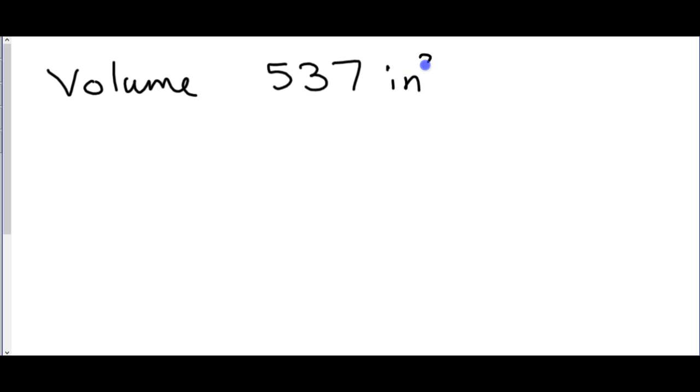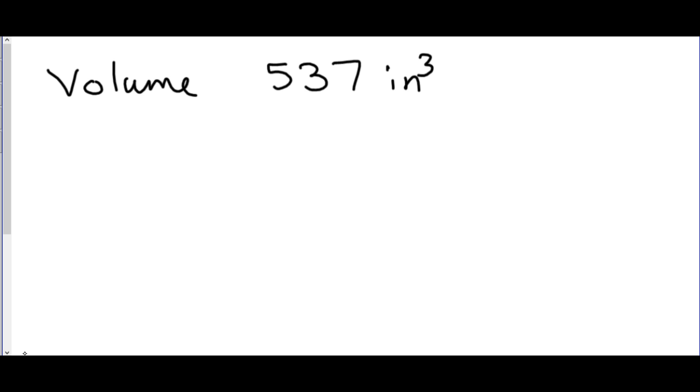The other thing it talks about is changing dimensions. Let's say you have a volume that's 537 inches cubed. And let's say the sides of the shape were tripled by 3.